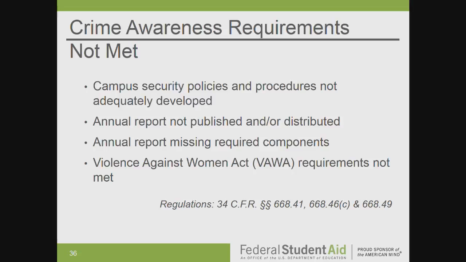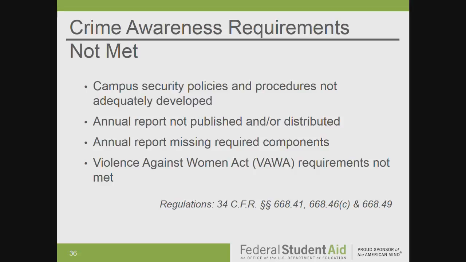Another component is description of programs designed to inform about crime prevention. You have to have something on campus that actually instructs and advises students and employees about prevention. Timely warnings and emergency notifications, you need to have those in there, and you have to have a testing procedure. And if you do have dormitories on campus, you can include, or it can be separate, fire safety information.